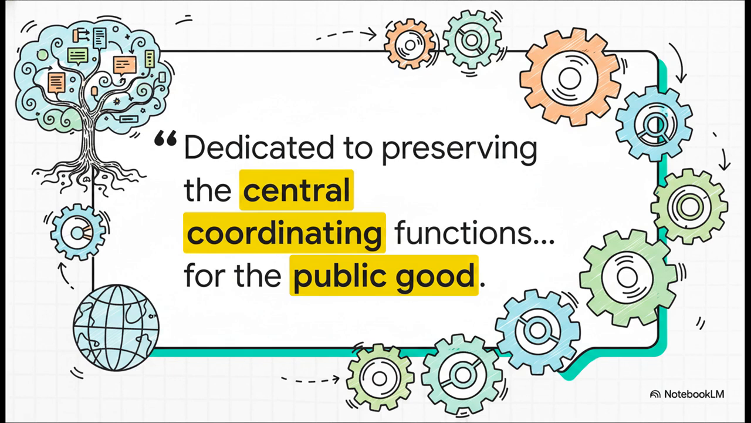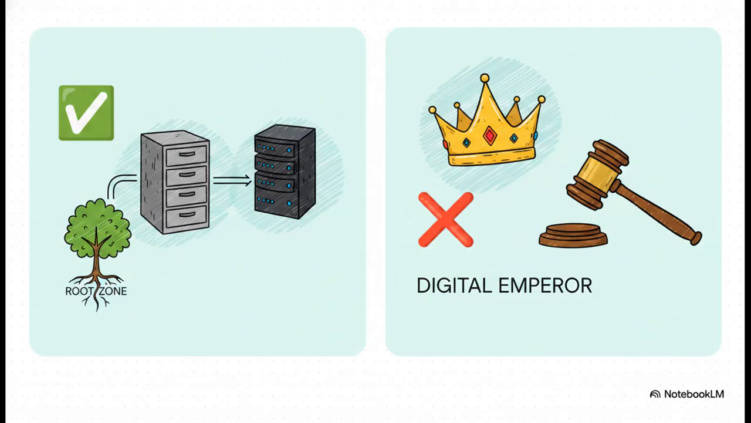As their mission statement puts it, they are dedicated to preserving the central coordinating functions of the global internet for the public good. Basically, they're the definitive central coordinating body. They're responsible for maintaining the identifiers on the internet that absolutely, positively have to be unique for the whole thing to work. But here is something absolutely crucial. IANA's power is very, very carefully scoped. You have to understand the boundary between what they do and what they definitely do not do.